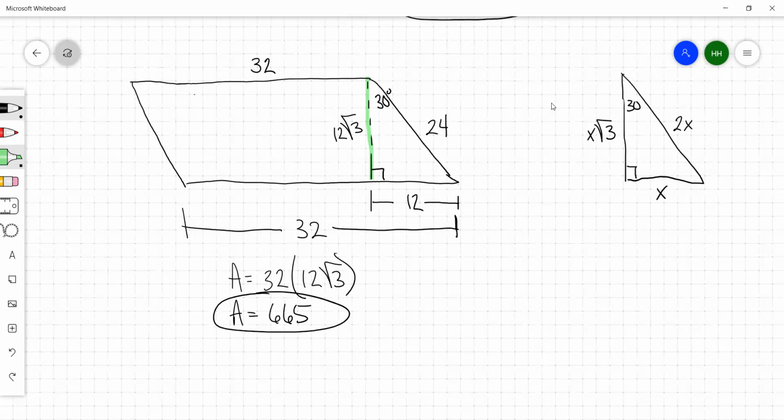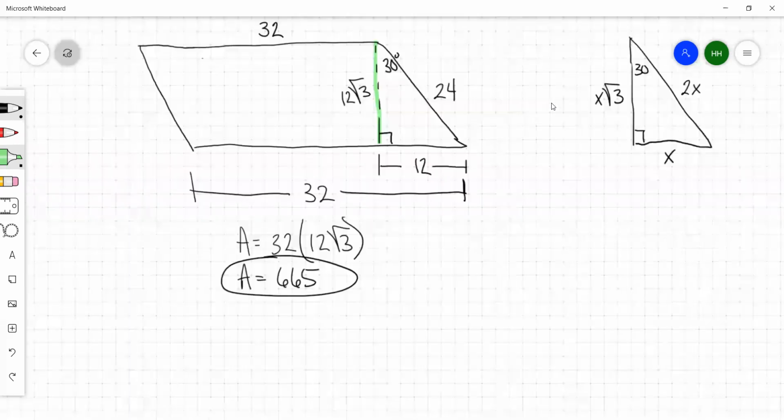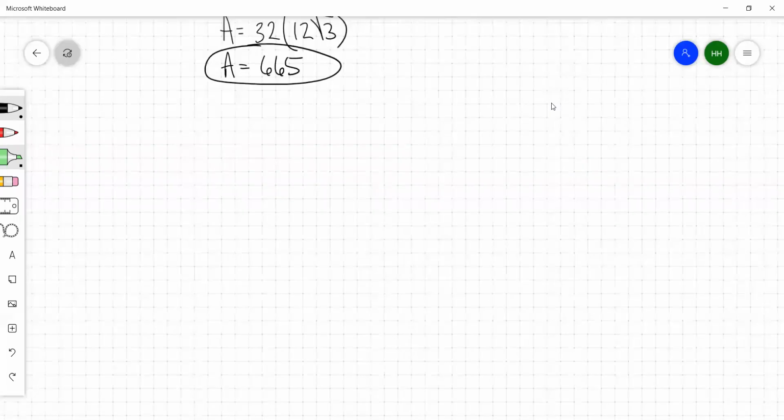Everybody all right with the area of a parallelogram? Very good, very good. All right, let's do area of a triangle.